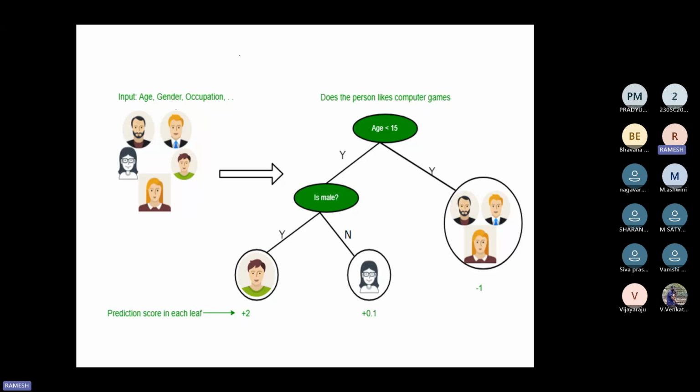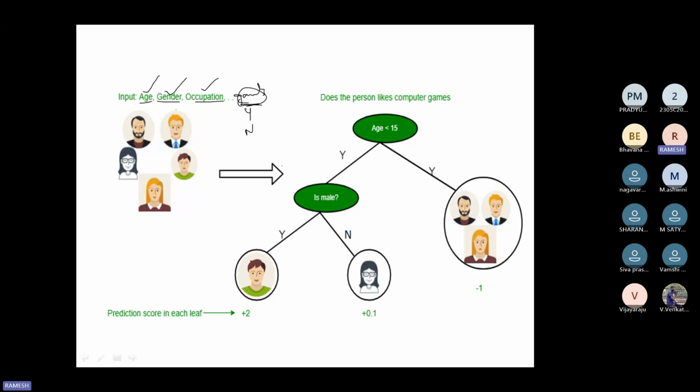In this example, who likes computer games? Computer games is the target variable. It means they may like the computer game, or they may not. So yes and no are the target variable values. Who likes the computer games? They have given the features: age, gender, and occupation. Based on this, we are going to say whether he likes the computer game or not.